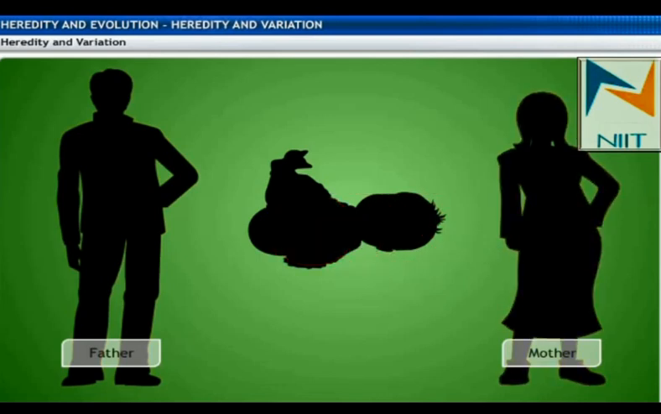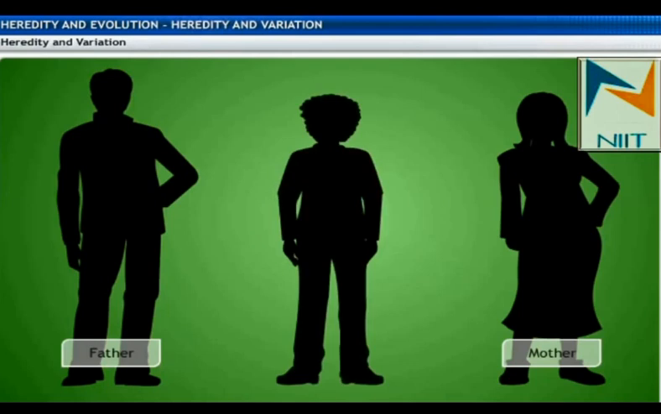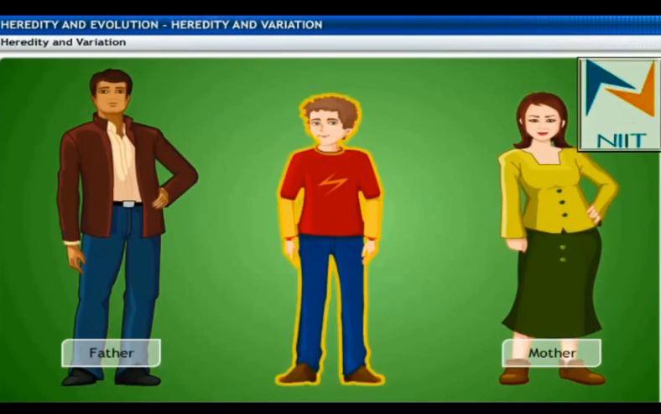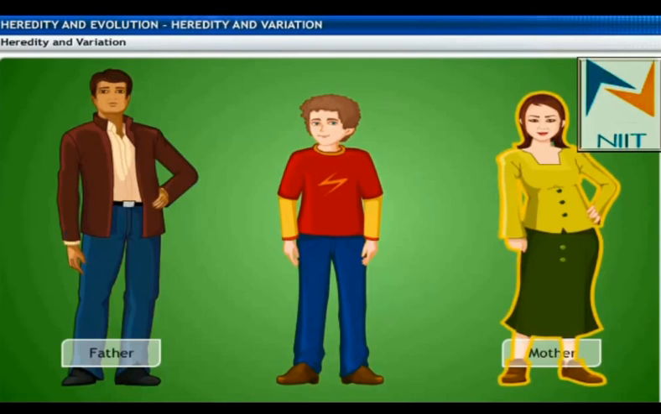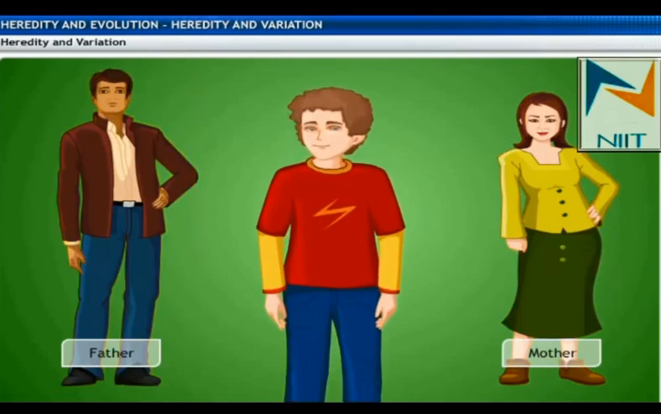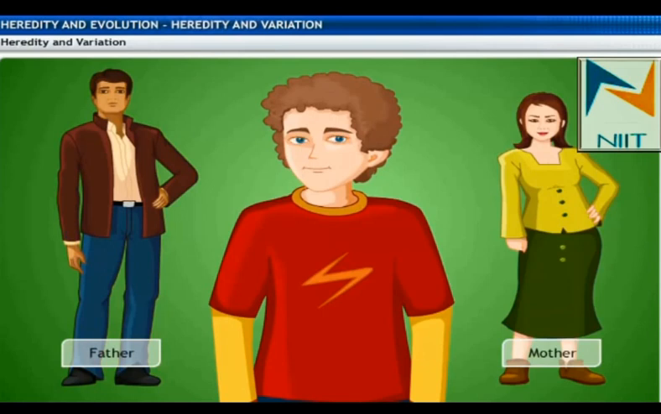The boy receives genes for the characters from both parents. The boy has received the gene for height from his father and the gene for skin color from his mother. That's why the boy resembles his parents in skin color and height. But the boy differs from his parents in other ways, such as his curly hair and blue eyes, which neither of the parents have.